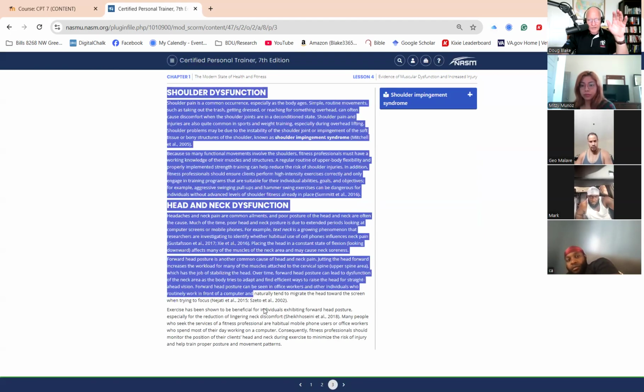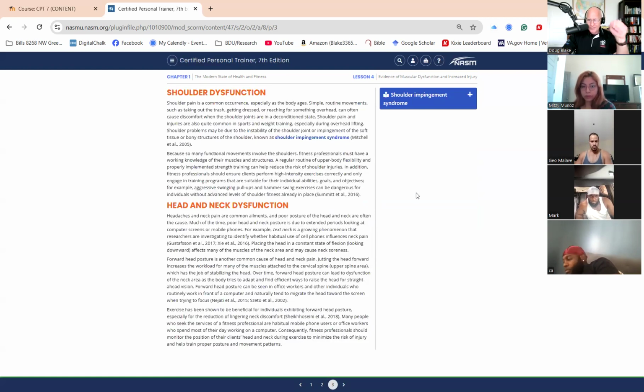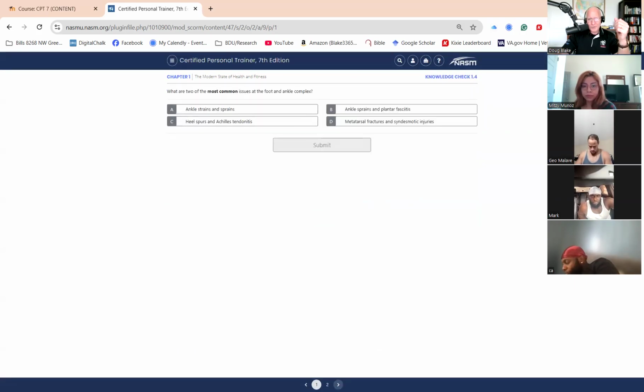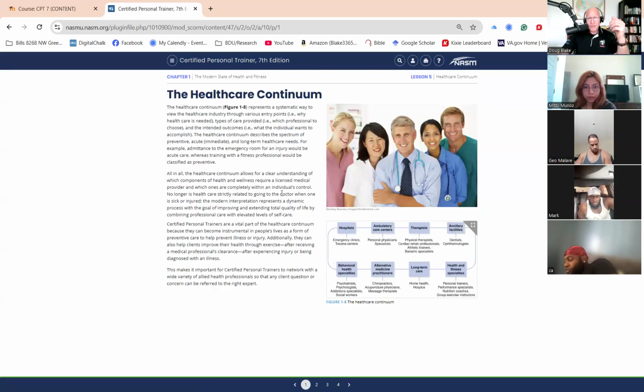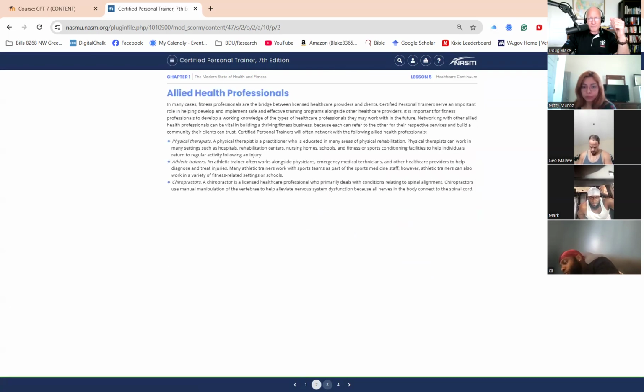So please do not read this. You don't need to. They only have one word, shoulder impingement syndrome. They're going to show this to you anyway later on. And look, we're done with what they call lesson 4. Healthcare continuum. Here you have a little figure. Not necessary to memorize that.